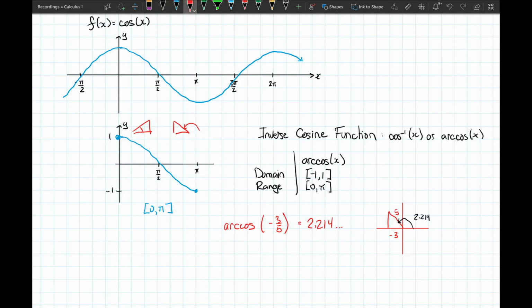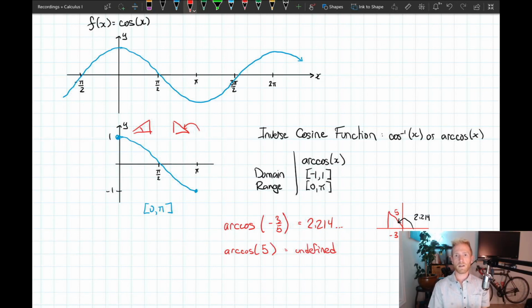Now just keep in mind something like arc cosine of 5, well, that would be undefined because nowhere around any of the 4 quadrants can you find cos x equal to 5? And so this would be undefined. That is not in the domain from -1 to 1.